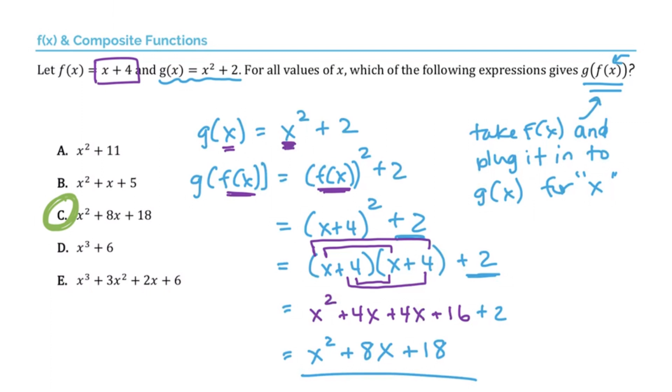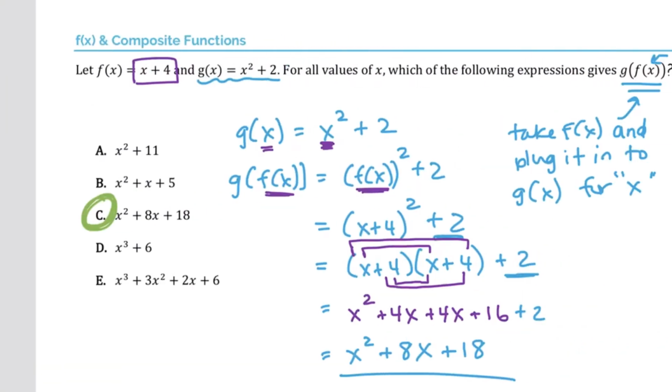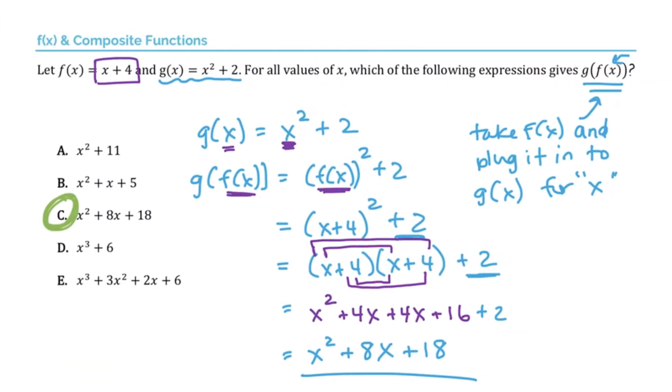So again, as we go from our first to our second question in this f of x and composite functions review, notice that we did the same thing. We took some sort of value. In this question, it was f of x. In the prior one, I think it was g of 5. The first thing was to start with that inside part, plug it into whatever the expression is, and then solve.